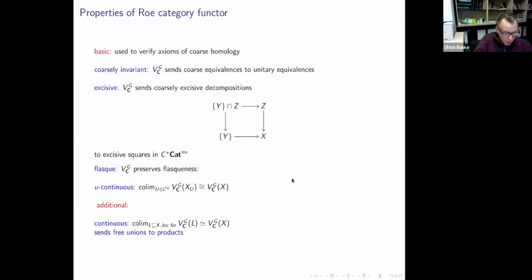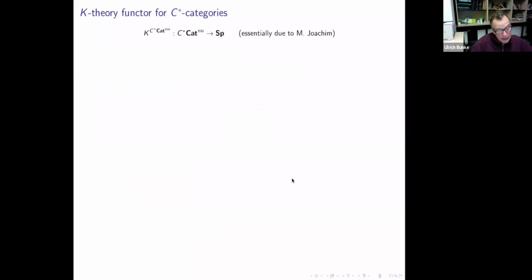Okay, now in order to go further, I have to go to spectra, and for this I will use a spectrum-valued functor, the K-theory functor for C-star categories. So I want to use this functor. This functor is provided essentially by Michael Joachim. So I think he did it.